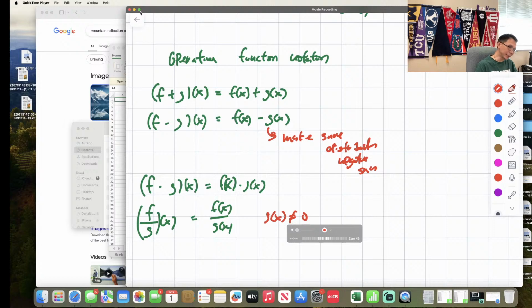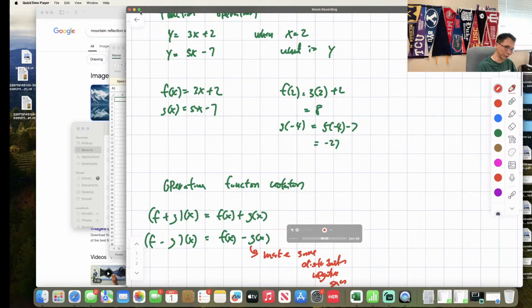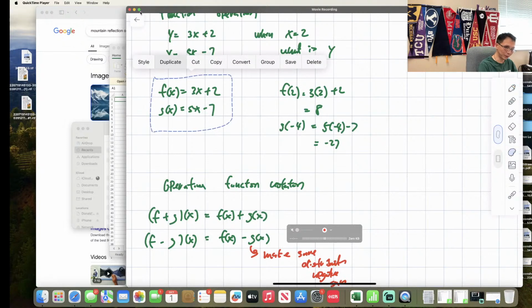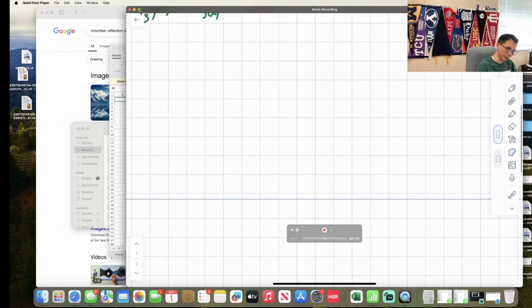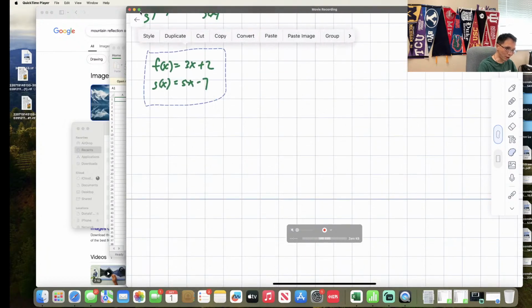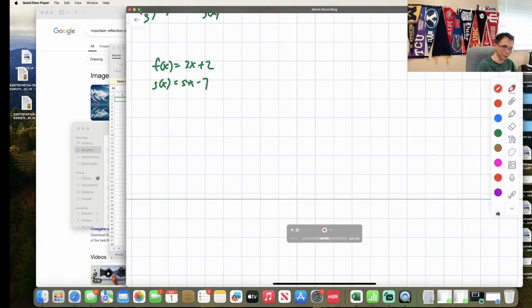Now let's just go to the same one. So I'm going to copy and paste here. I'm going to copy. I'm going to paste. I'm going to say, okay, well, I want you to find out what's f minus g of x, like this.